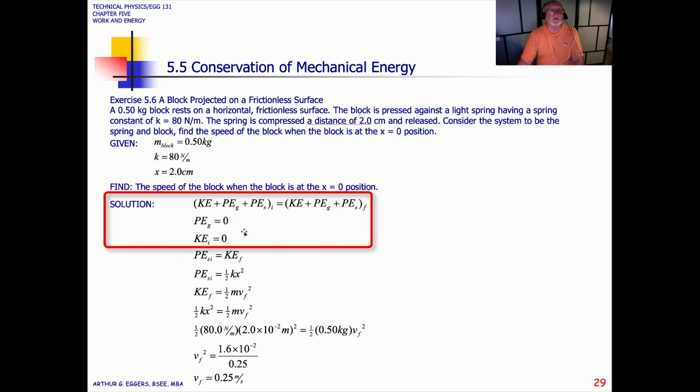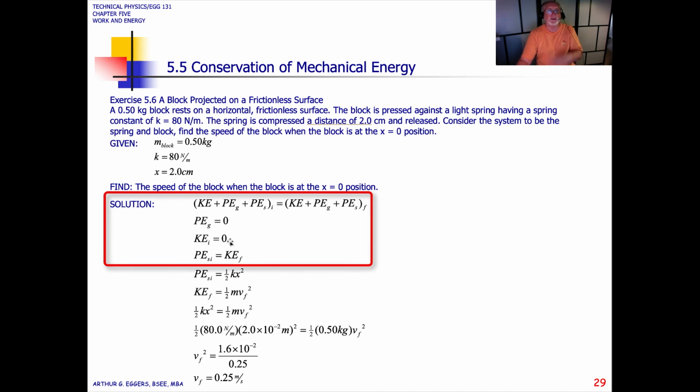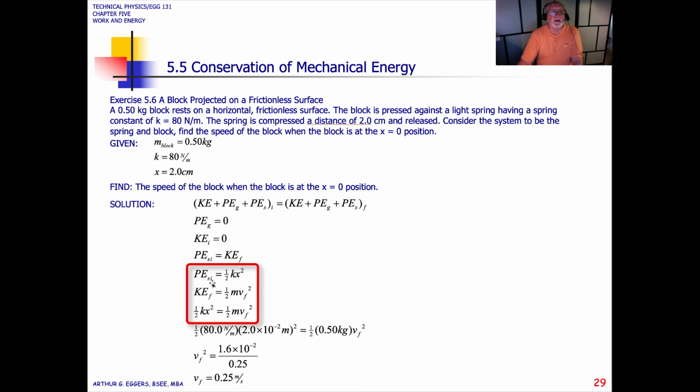Kinetic energy initial is equal to 0, okay? Because when we start the problem, there's no kinetic energy associated. It's all potential. So we're left with potential energy of the spring initial is equal to the kinetic energy final. So knowing that potential energy of the spring initial is equivalent to 1/2 kx squared, and the kinetic energy final is 1/2 mv final squared, we can take those values and put them into our equations here. Okay, so we set one side equal to the other. Now we can start dropping the numbers in.